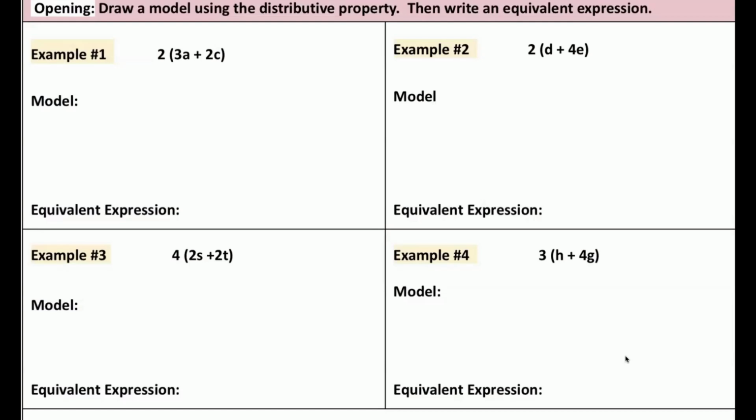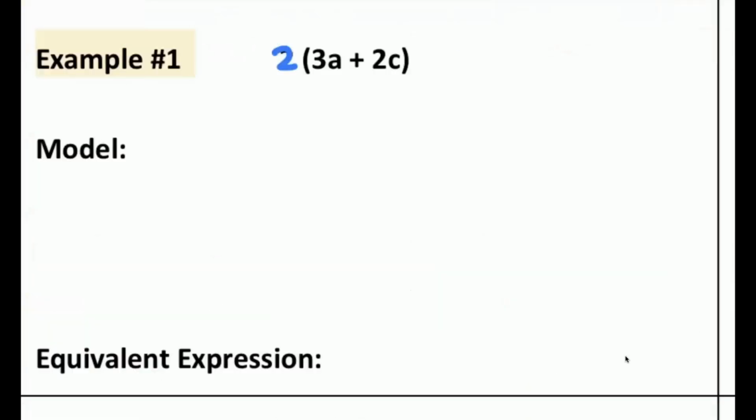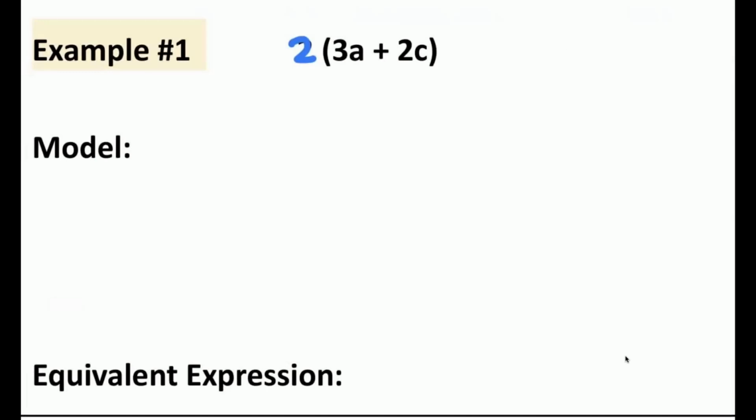Our opening says draw a model using the distributive property, then write an equivalent expression. The number on the outside of our parentheses is called the coefficient, and it tells us how many groups of terms there are on the inside of our parentheses. So let me zoom in on example 1. In this problem, we have 2 groups of 3a plus 2c.